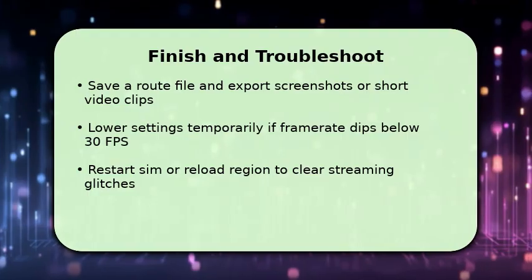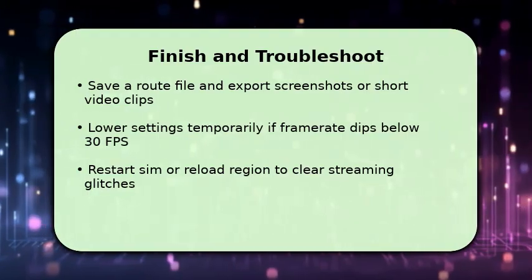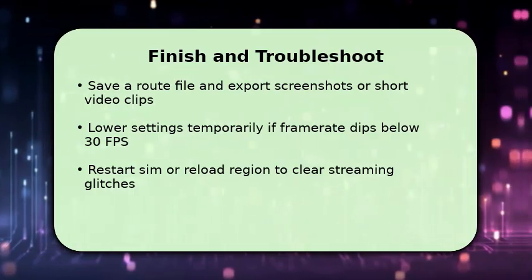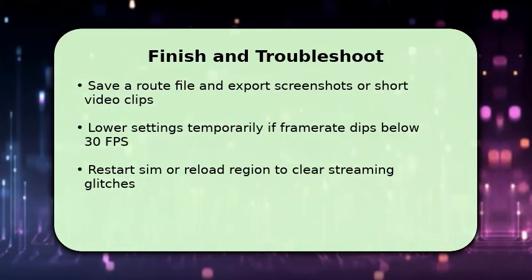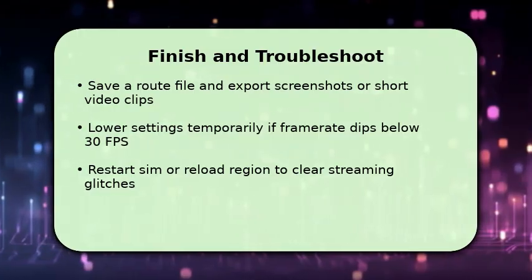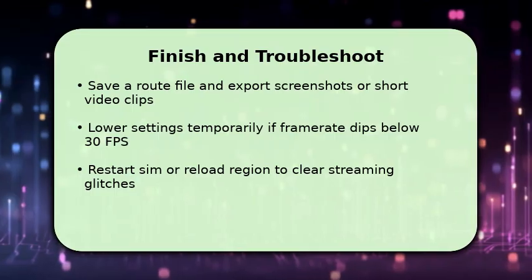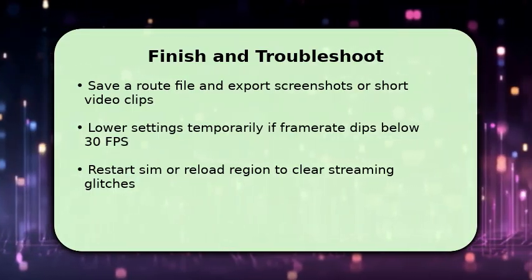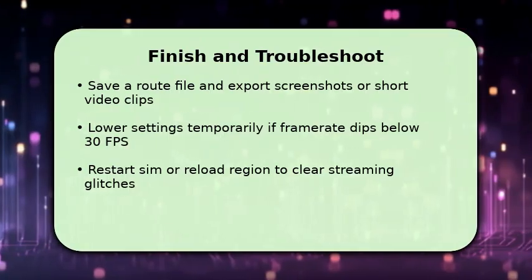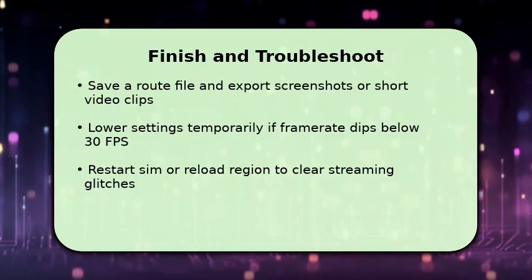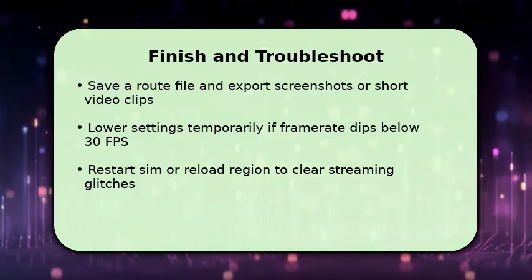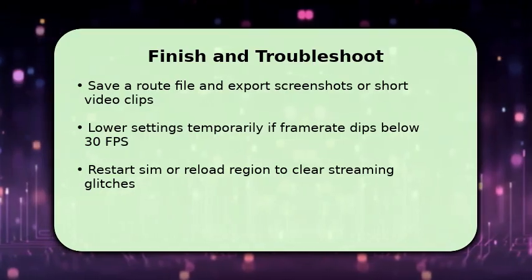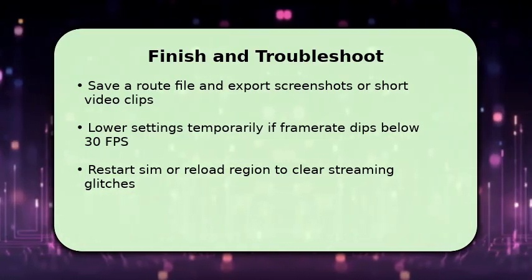To finish, save your route file and export screenshots or a short clip so you can review discoveries later. This preserves your progress and makes sharing easy. Once done, reduce render settings briefly if the frame rate drops below 30 FPS to maintain smooth roaming. If streaming textures or objects stutter, reload the region or restart the simulator to clear cache and streaming queues. This one troubleshooting tip fixes most visual hiccups and gets you back to exploring quickly.